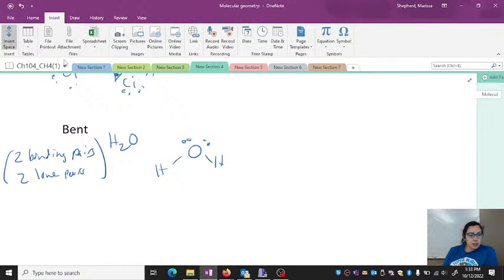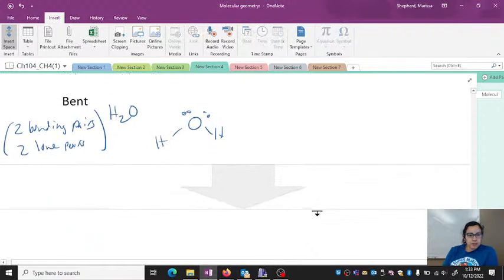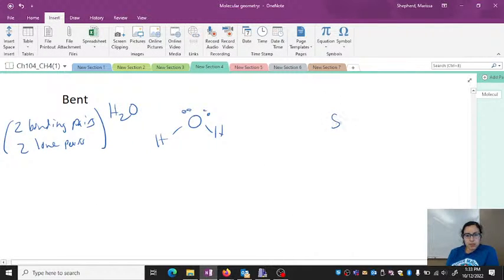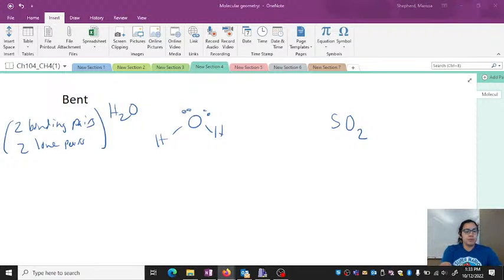And then there's actually another type of bent. So I'll give y'all a minute. So see if you can come up with the structure of this compound, SO2. We'll go over why it's significant.